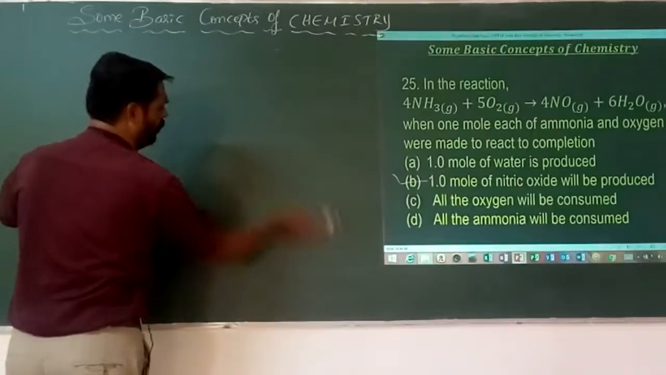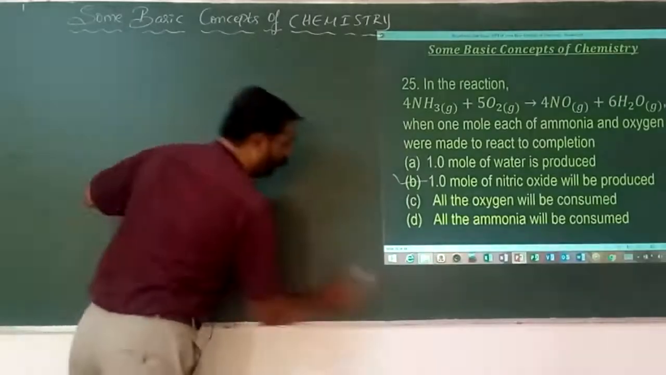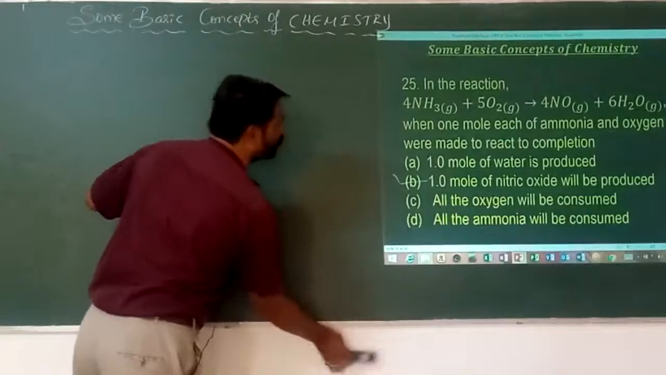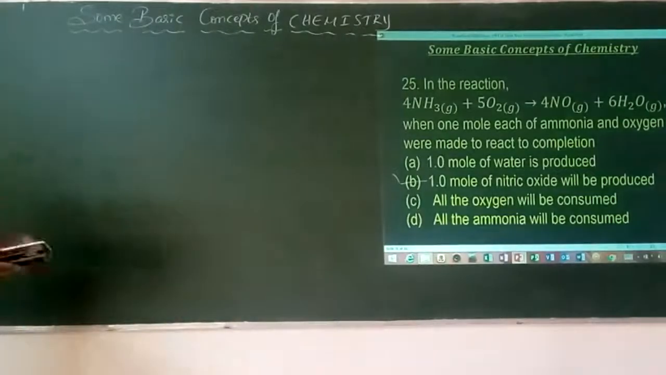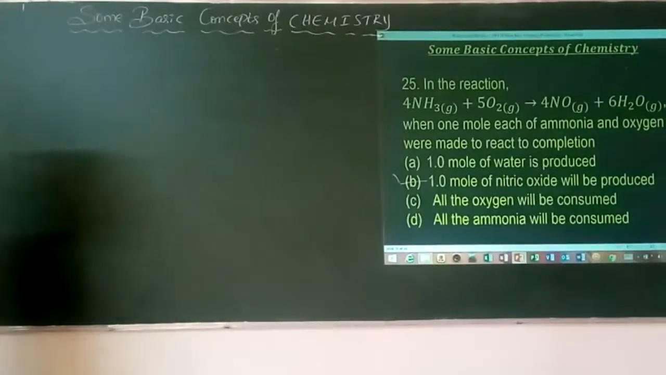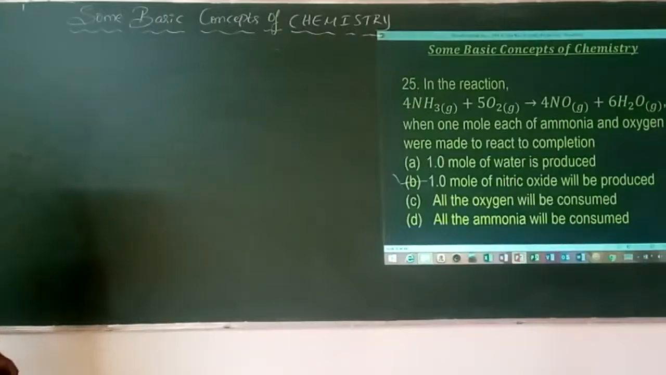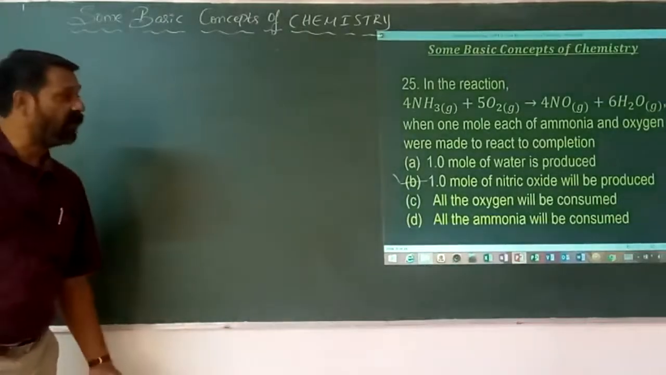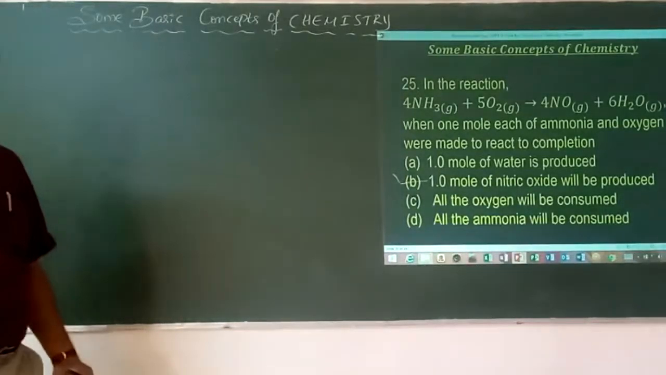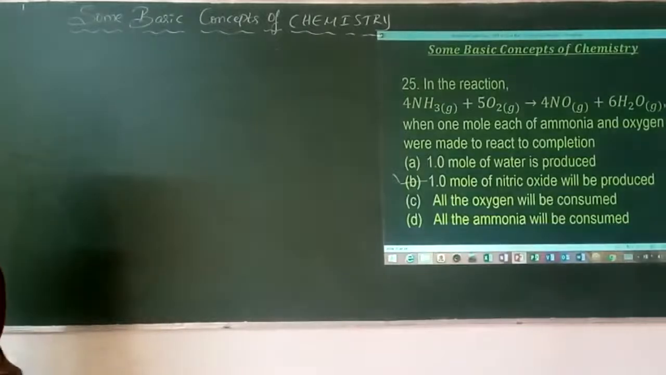In that reaction, what's that? 4 times ammonia plus 5 times oxygen gives rise to what? 4 times nitric oxide plus 6 times water. Sorry, water in the form of gas, or H2O in the form of gas. When 1 mole each of ammonia and oxygen are made to react to completion, what happens?